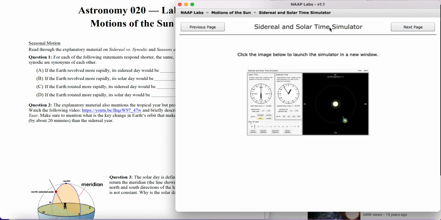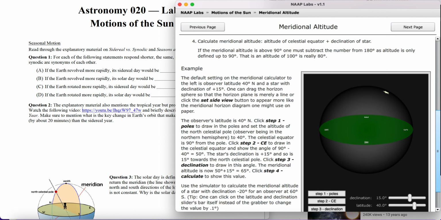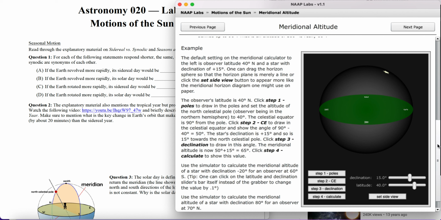We actually have the simulator, and then we also have something called the meridional altitude, which talks about how to calculate the height of the sun above the meridian. And you do have another little mini simulator here where you can take a look at some key points here, such as the poles with how they appear in the local sky, and so on. All right. And it gets into ideas of declination. All right, you can hide declination. You can hide the poles.